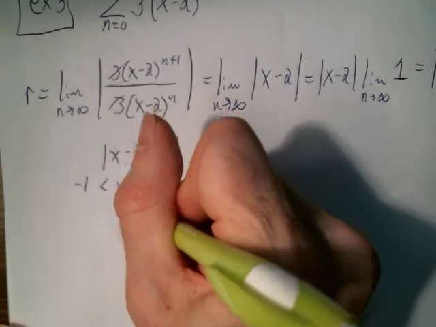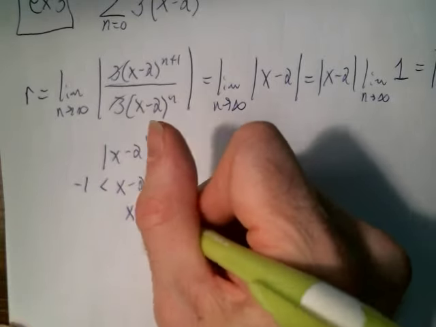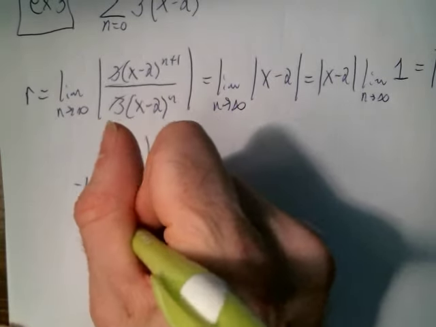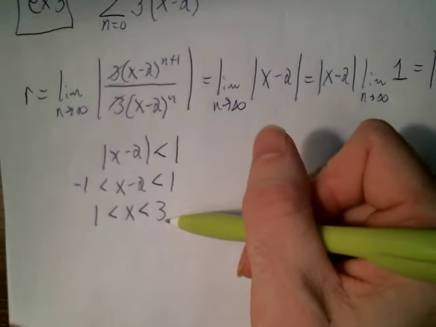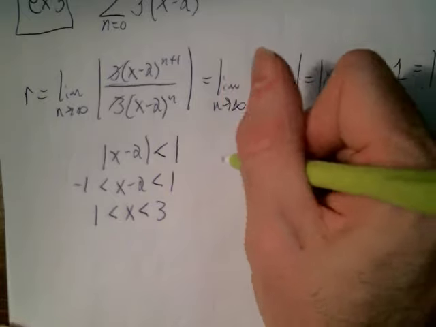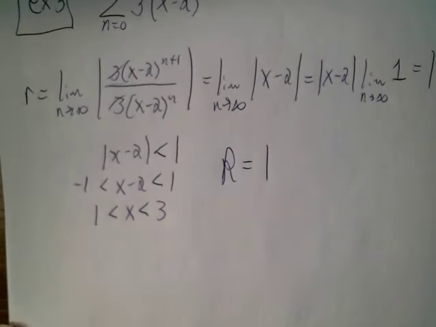So we have x less than, add 2 to all 3 sides, we get 3, and greater than 1. So the length of this interval is 2, and then divide it by 2, and that gives you the radius is 1.